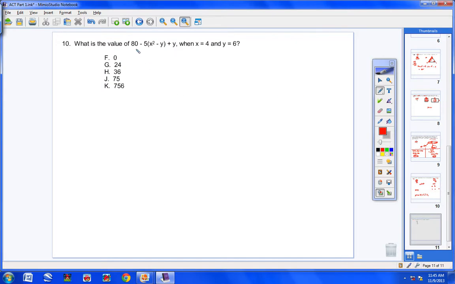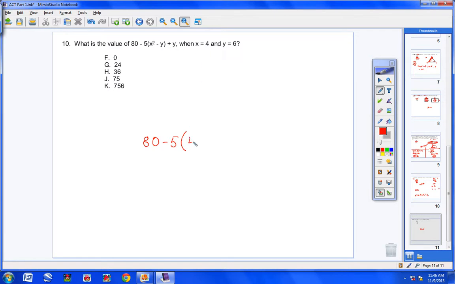Number 10. What is the value of this when x equals 4 and y equals 6? Now students, use your graphing calculator. I would type it into my grapher just like this. Go ahead and practice if you want to. I would type in 80, and I would fly through this. 80 minus, and then I would put 5, then a parentheses, and then for x, I'm putting 4.